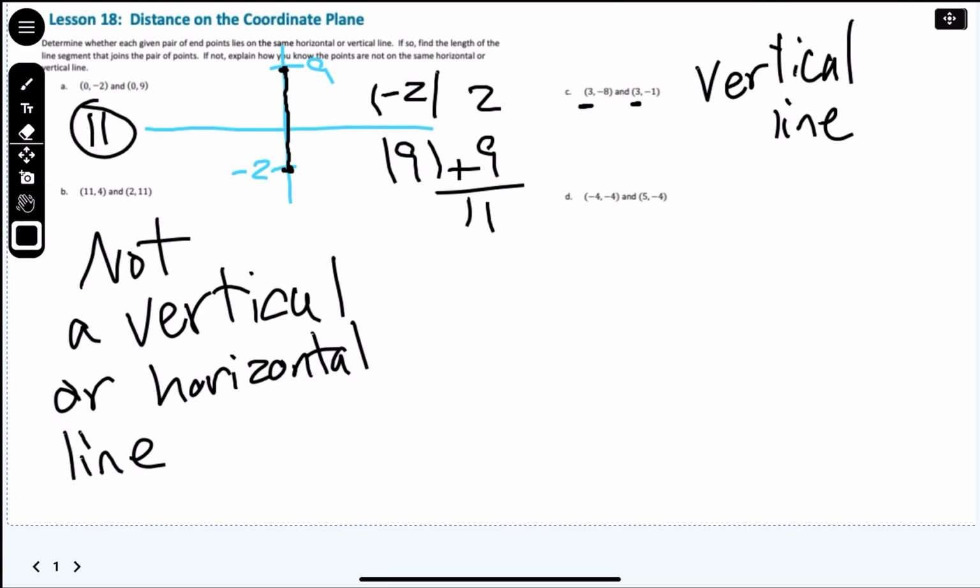Now, all we have to do, we're going to take the absolute values of the x's or the y's? The y's. So let's take the absolute value of negative 8 plus the absolute value of negative 1. Well, what's 8 plus 1? 9. There you go.